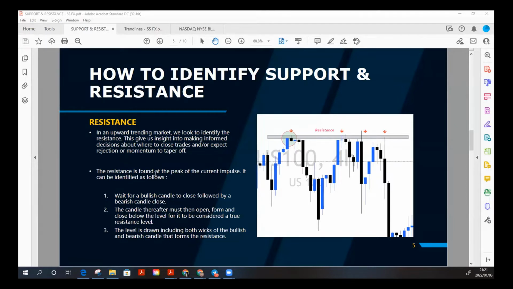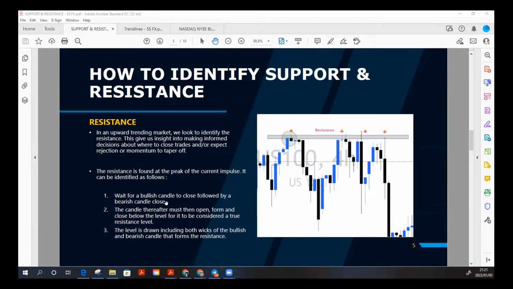So the resistance is found at the peak of the current impulse. As you can see here, this is your impulse, and at the peak, you will always find the resistance. So resistance will act as a ceiling to keep price to the downside, so to push price to the downside. Okay, the resistance from the peak can be identified as follows, right?